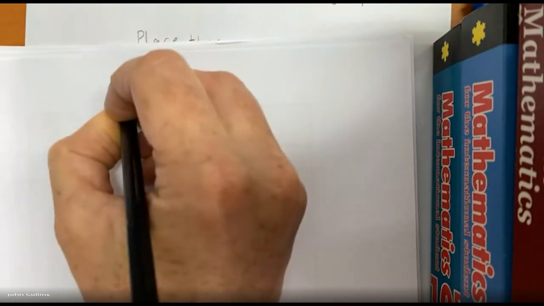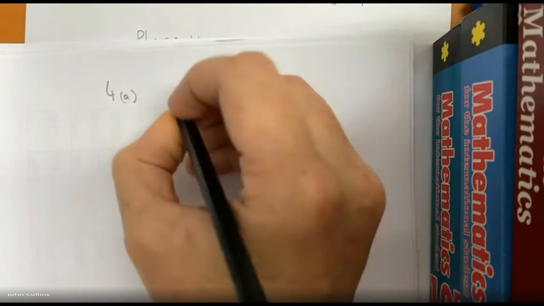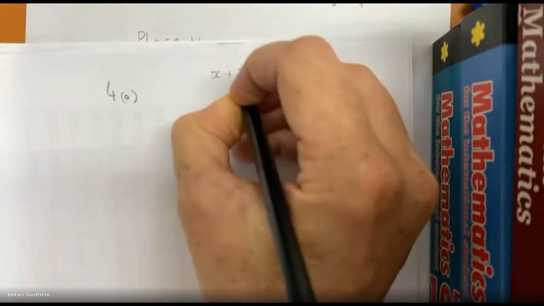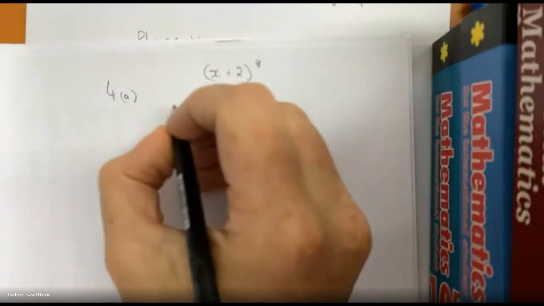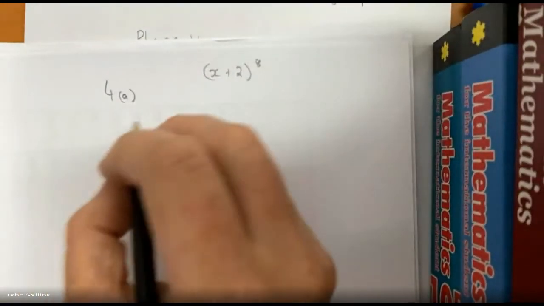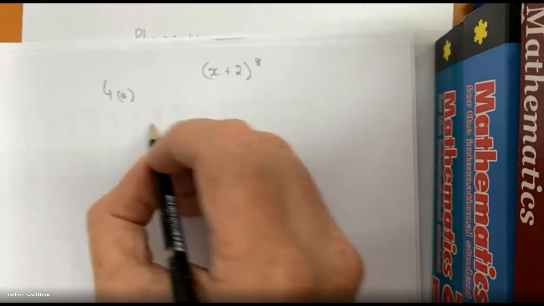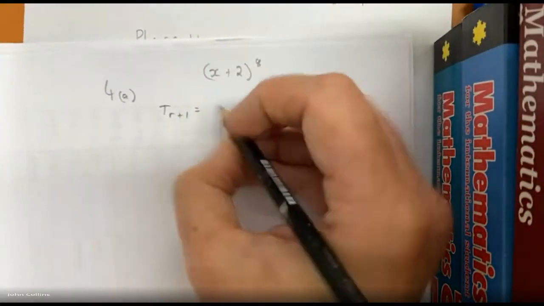Okay, so question 4a from the homework. Write down the general term of this expansion: (x + 2) to the power of 8. So the general term now should be maybe a lot easier. If you'd done the research, maybe you'd figured this out already. So T to the r plus 1 would be our general term.